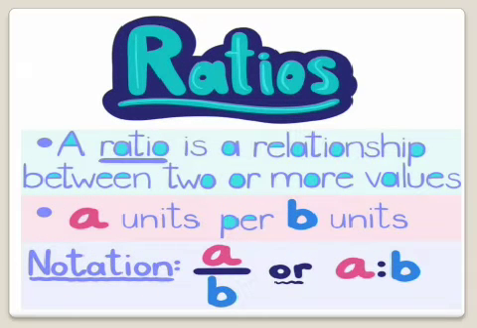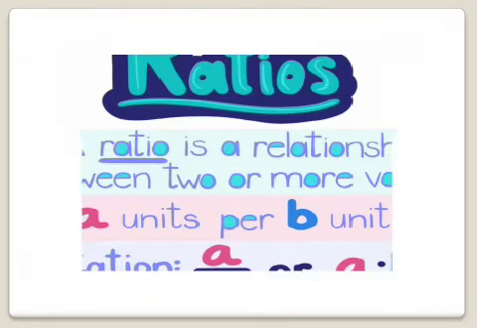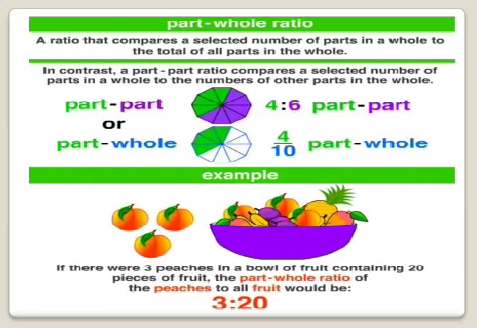Ratio is a relationship between two or more values, where A units per B units will be A upon B or A is to B. Ratios are used to compare sometimes parts to parts and sometimes parts in a whole to all the parts in a whole. For example, in the first figure, 4 parts are green and 6 are purple. So the ratio of green to purple is 4:6.